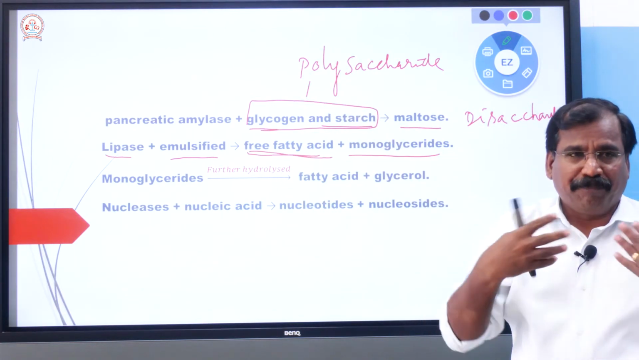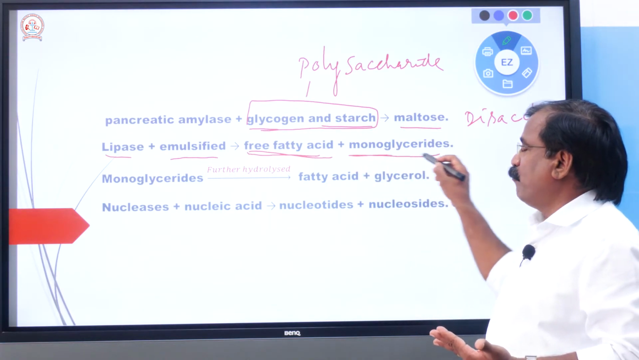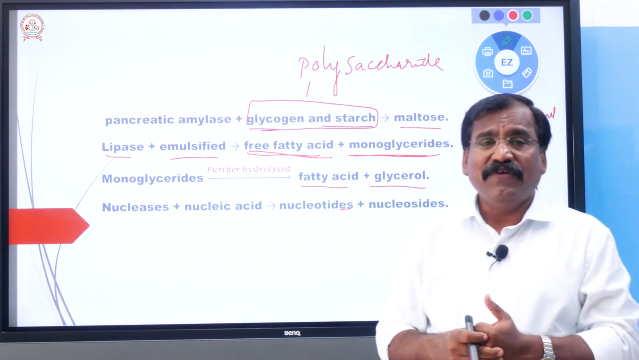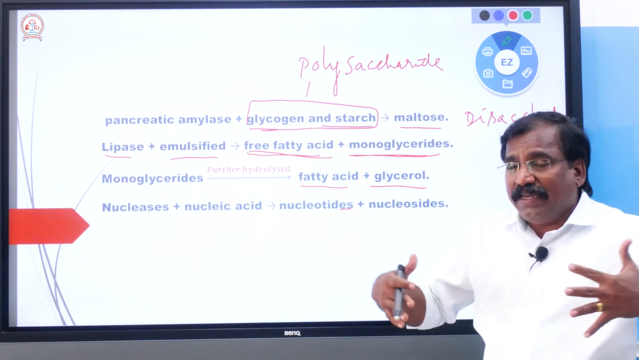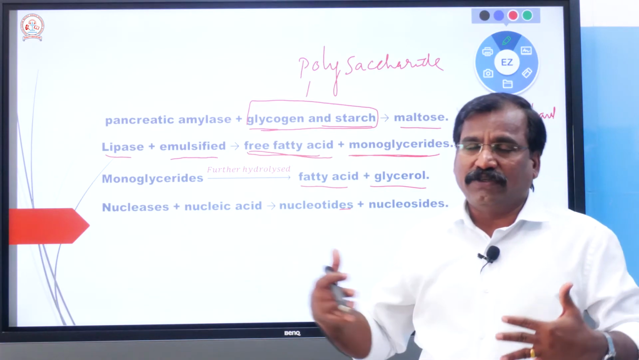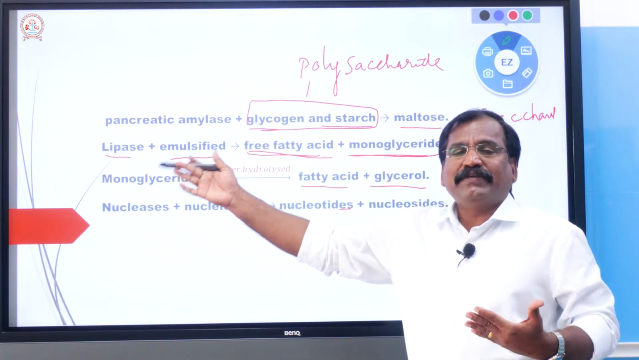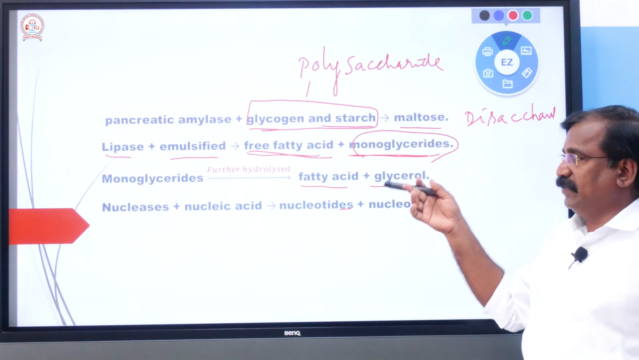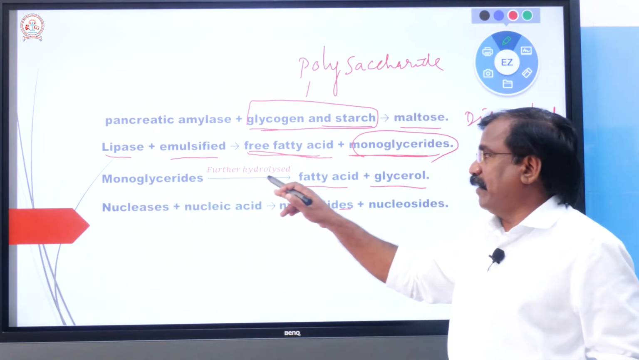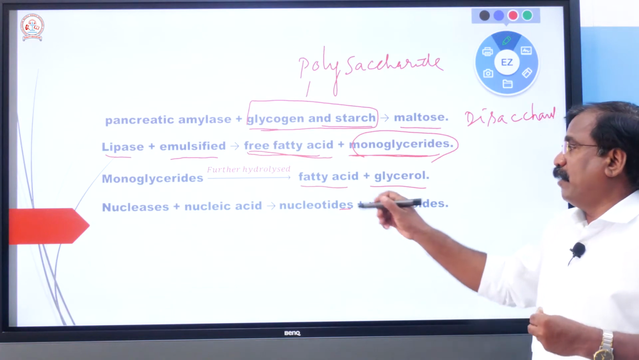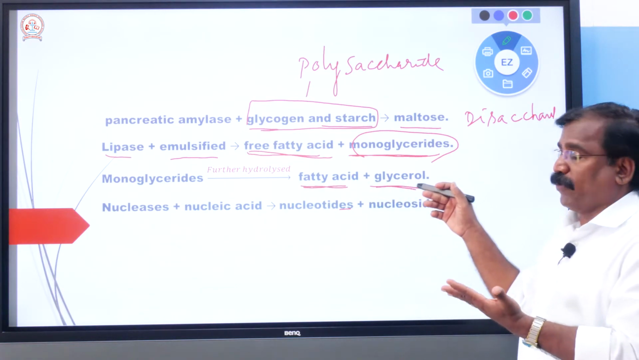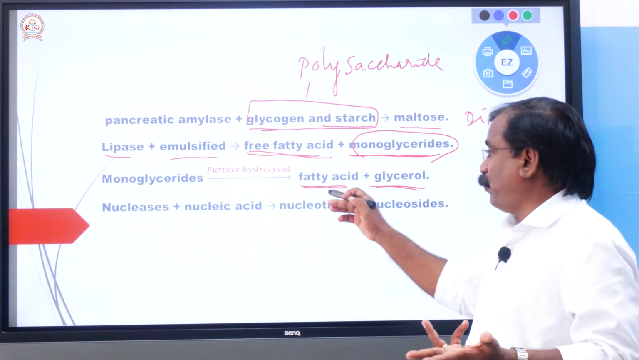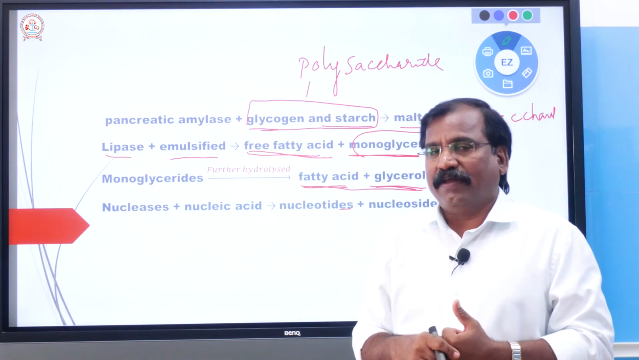The monoglycerides are further hydrolyzed, meaning digested and broken down further, and form fatty acid and glycerol. Thus the fat is fully digested here. Lipase acts upon the emulsified fat and converts it into free fatty acids and monoglycerides, which are complex substances; these monoglycerides are further hydrolyzed and produce fatty acid plus glycerol. This is the end product of lipid digestion and need not be broken down further.